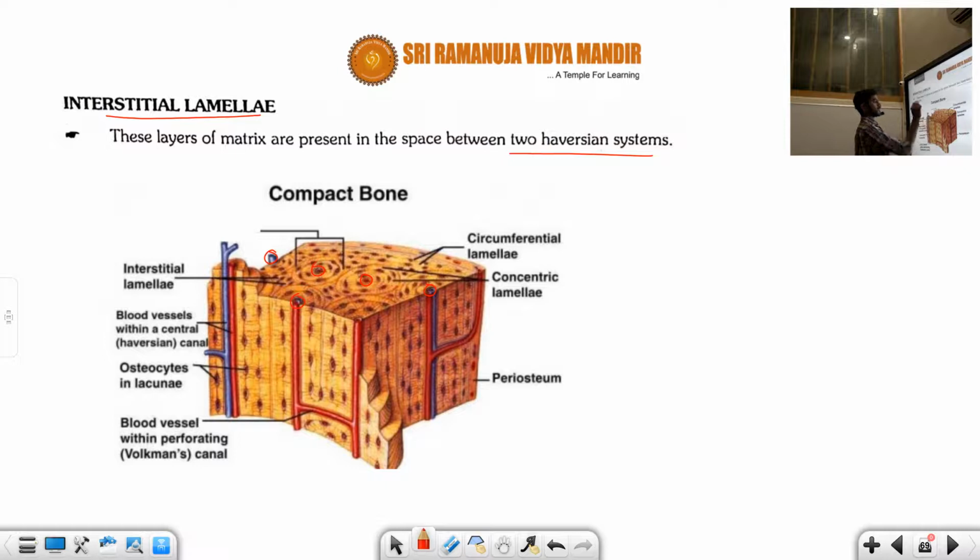You can see these layers are present in the space between. So this is one Haversian system, this is the second Haversian system. In between them there is a space called the interstitial lamellae. This is very important. So simply you need to remember that interstitial lamellae is one type of matrix, present between two Haversian systems.